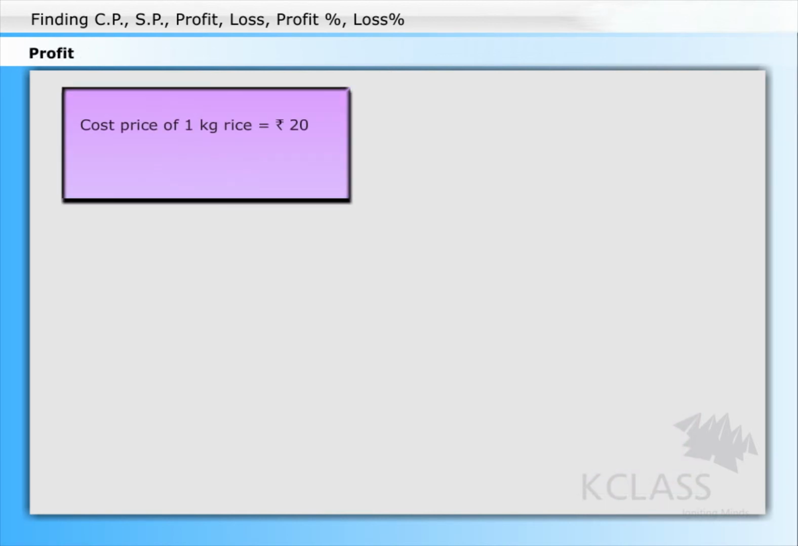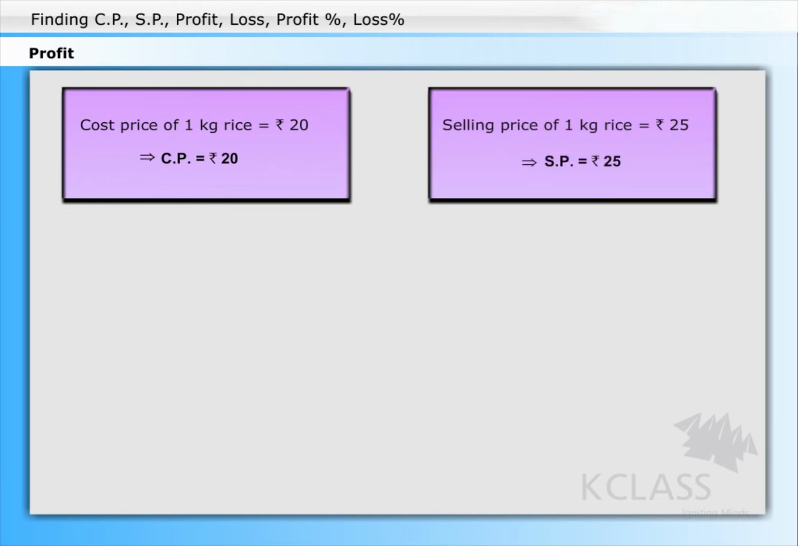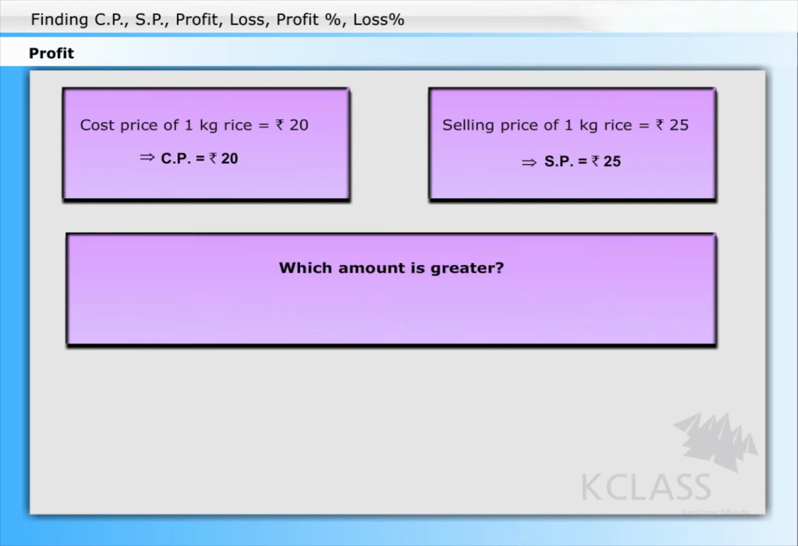We have observed that the cost price of 1 kilo of rice was 20 rupees, which was sold to the customer at 25 rupees per kilo. Of the two, which amount is greater? The selling price is greater than the cost price. By how much is the selling price more than the cost price?